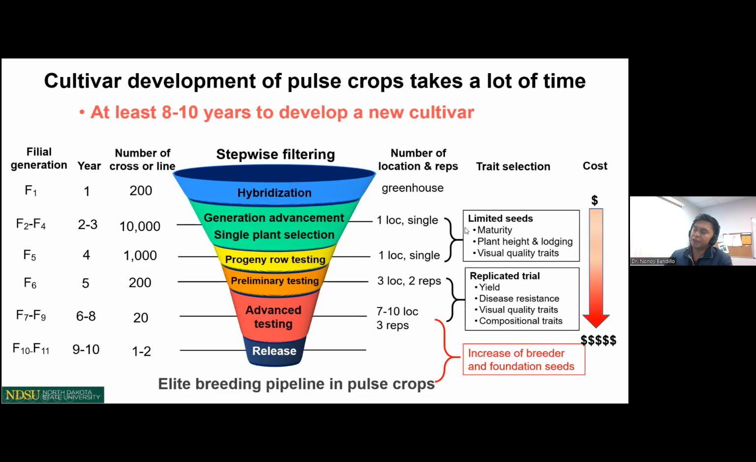When it comes to trait selection, here are the traits that we are working on, some of them. At earlier generations, because of limited seed, you cannot really replicate that much. Once you have enough seed, then you can perform replicated trials for a more detailed evaluation of your breeding lines. Every time you identify advanced or promising lines that could potentially be a cultivar, it needs to be increased. For example, for peas, we need about 2,500 bushels so that it can be released to farmers' fields. That's a huge amount of seed. Again, I would like to emphasize that it comes with a cost, and as you go down this funnel, the cost gets 5-fold or 10 times higher, I'd say.